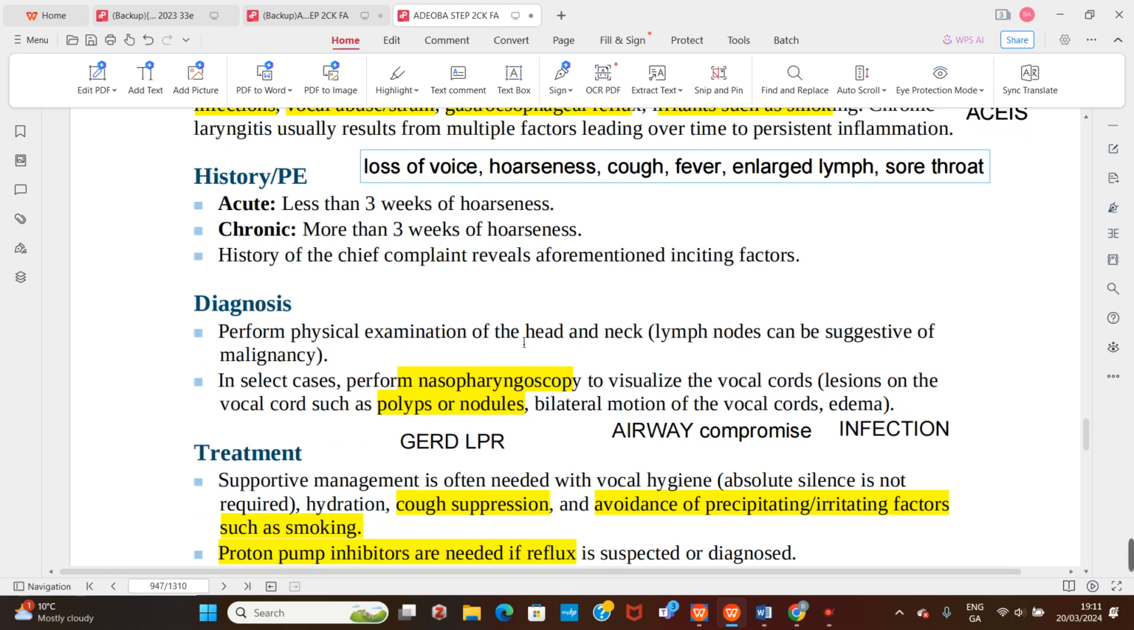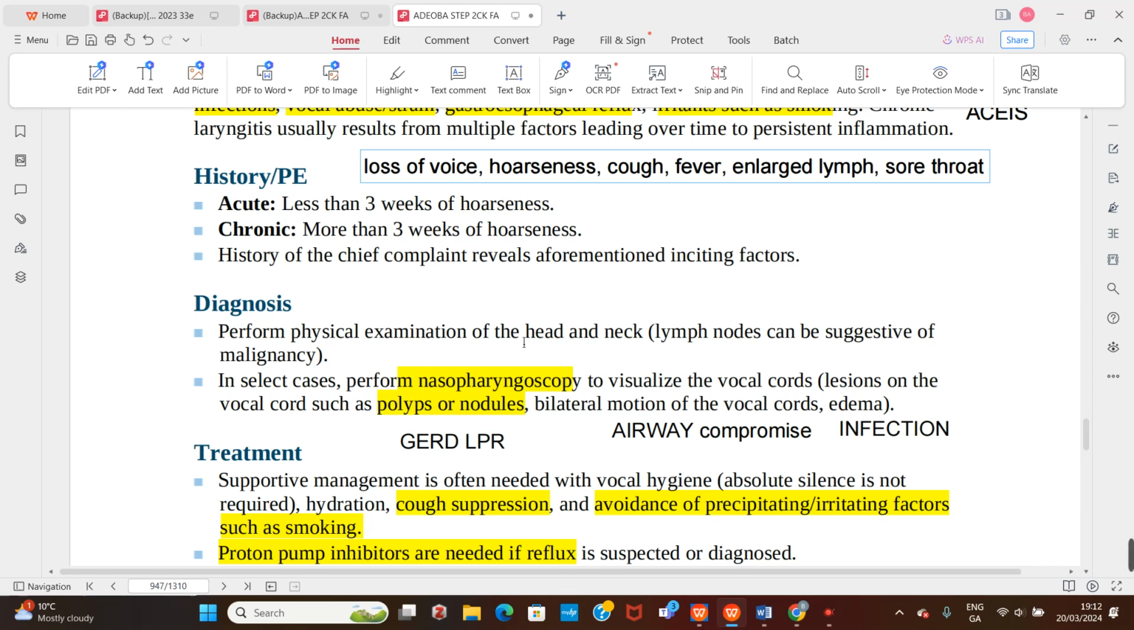So you have to check the head and neck to see there's no lymphadenopathy, and you can perform a nasopharyngoscopy to look at the vocal cords, look for any lesions. Are you seeing any polyps or nodules? People with GERD and eventual laryngopharyngeal reflux can have polyps and nodules being formed within those vocal cords.